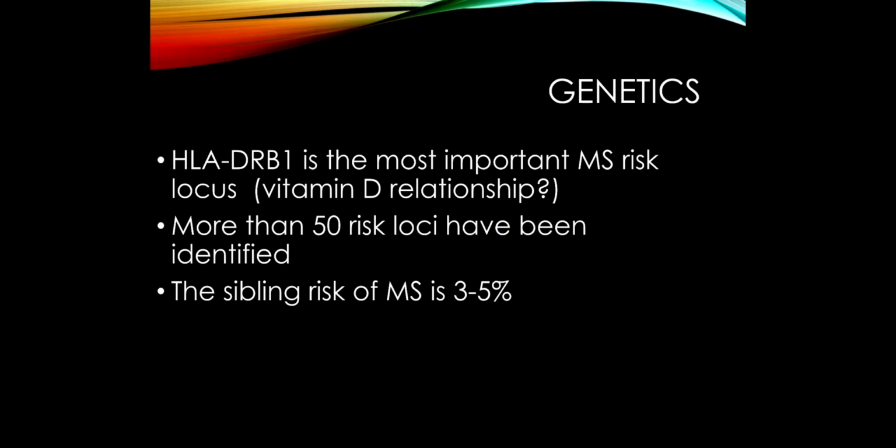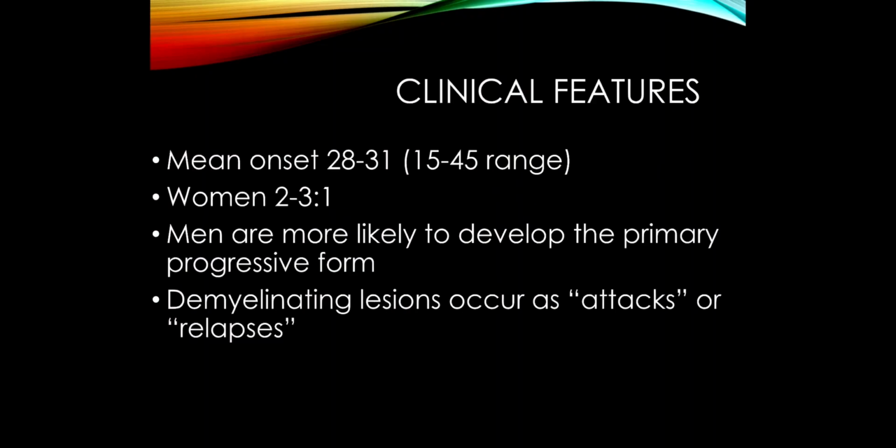HLA-DRB1 is the most important risk locus for multiple sclerosis, and interestingly, that overlaps with vitamin D, so there may be a tie-in there between genetic susceptibility and vitamin D or vitamin D deficiency. And there have been many different locations that have been identified. Overall, if we have a sibling that has multiple sclerosis, the other sibling has a risk of MS of about 3 to 5%. So it's a somewhat increased risk.